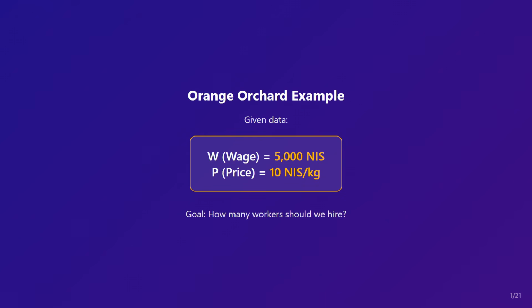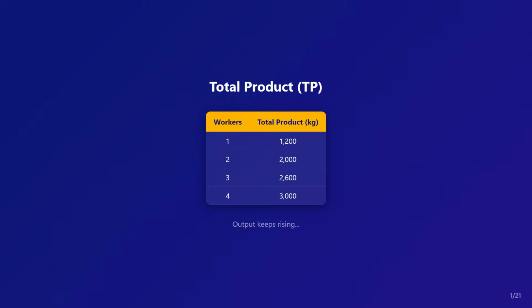Orange orchard example, presenting the problem. Now let's move on to a detailed example that we'll work with throughout the lesson. We have an orange producer who wants to maximize his profit from an orange orchard. The data we know are, the wage for each worker is 5,000 shekels, and the market price per kilogram of oranges is 10 shekels. We'll denote these two values as W equals 5,000, wage, and P equals 10, product price.